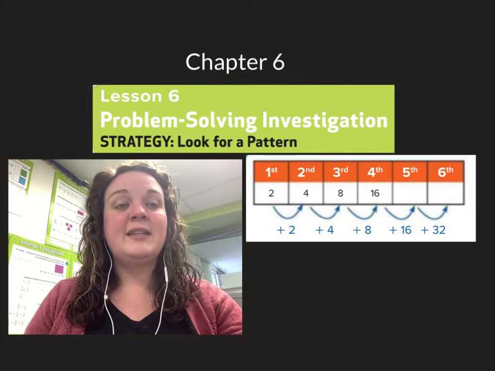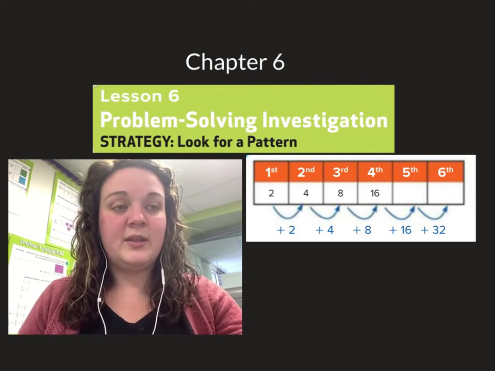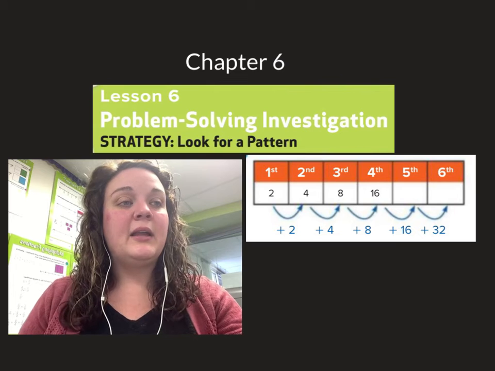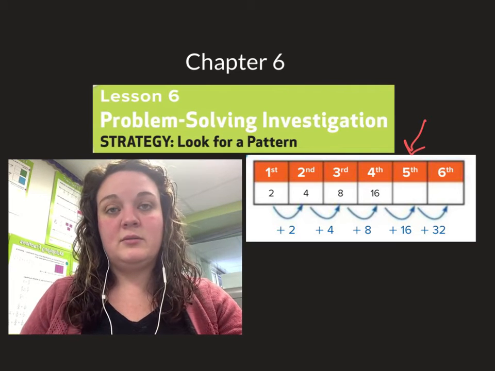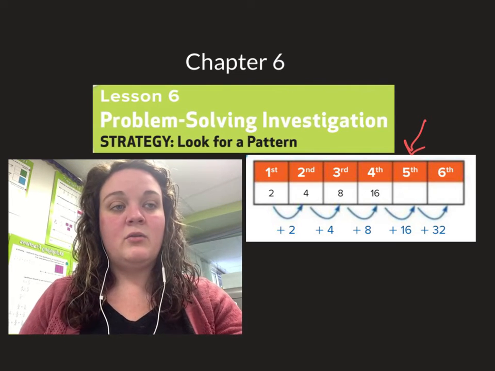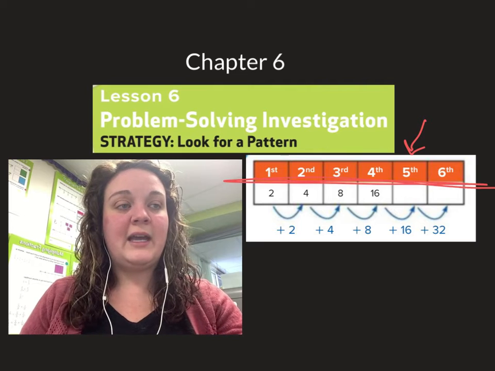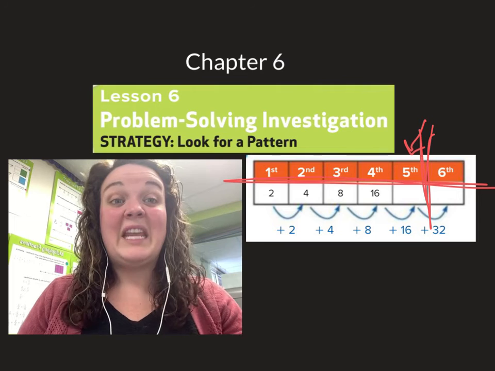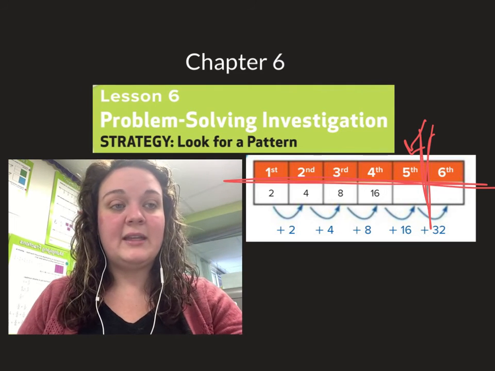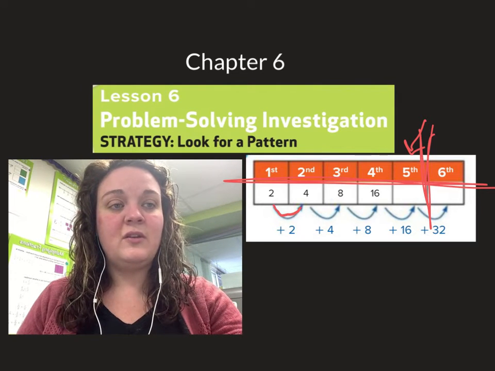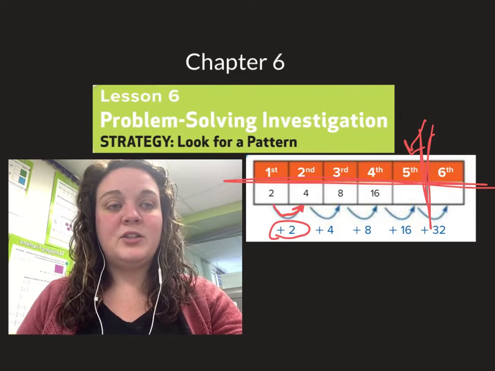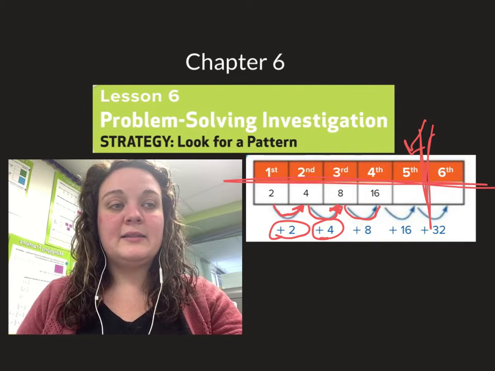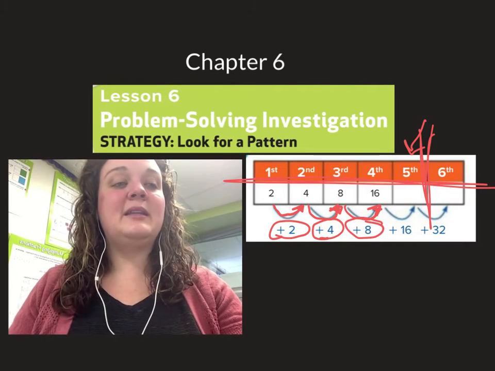Now, I want to draw attention. I know I'll talk about it when we're doing the examples too, but this guy here is called a table. We've got rows that go left to right and columns that go up and down. And the thing that I love that they're showing in this is they're saying, from 2 to 4, add 2. 4 to 8, add 4. 8 to 16, add 6.